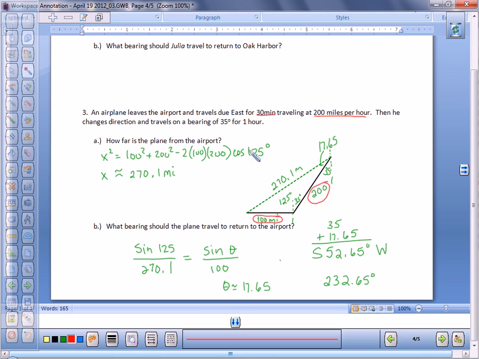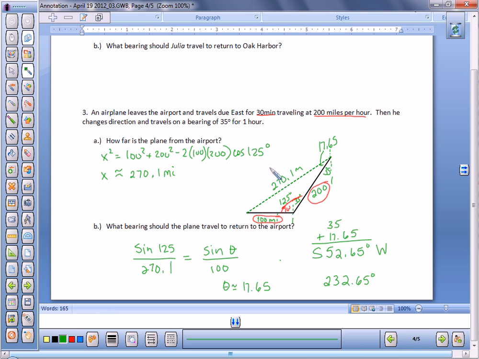Then the first thing we're asked to do is find how far the plane is from the airport. So what we're looking for is this side of the triangle. So we've got these two sides. I need that included angle. Well, this has got to be 90 degrees here, and the 90 plus the 35 gives us an angle measure of 125 here. So to find this 270.1, what I did was a squared plus b squared minus 2ab cosine of C. Plugged in the 100, the 200, and plugged in the cosine of 125, and got that this distance is approximately 270.1 miles.